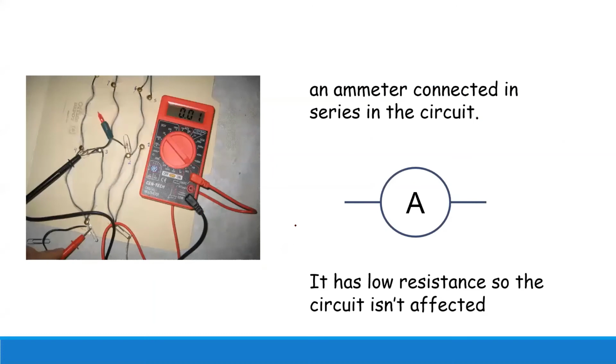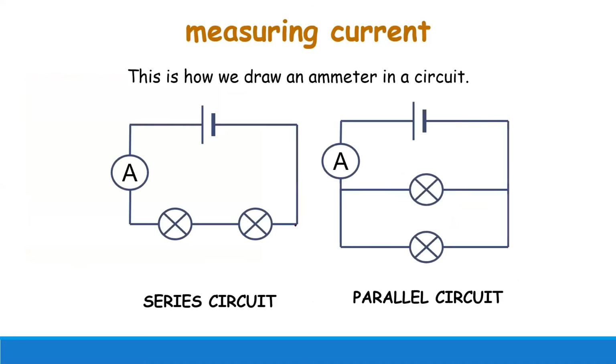Ammeters, this is exactly what I just said. That's the symbol for it. An ammeter is connected in series. It has low resistance, so the circuit isn't affected. They must be connected in series, but we're going to explain that later on too.